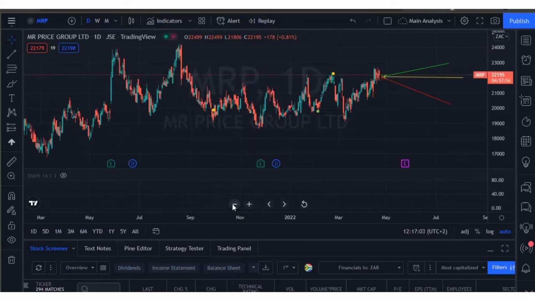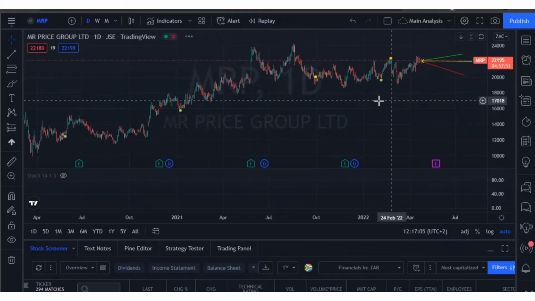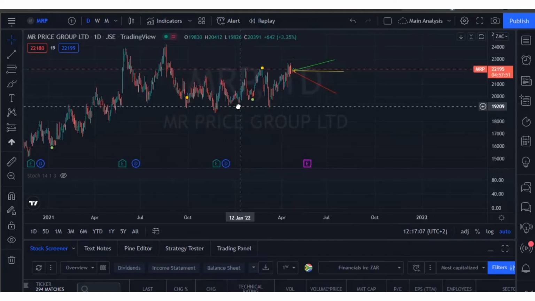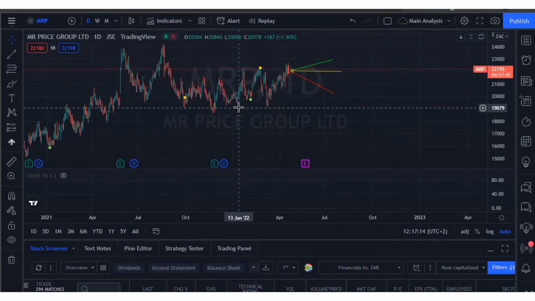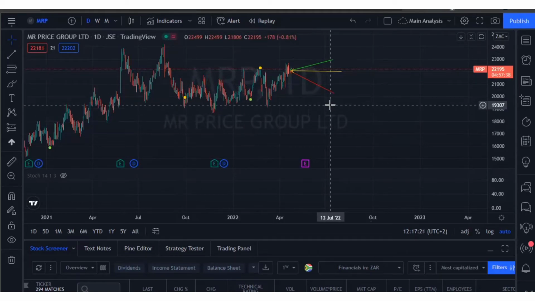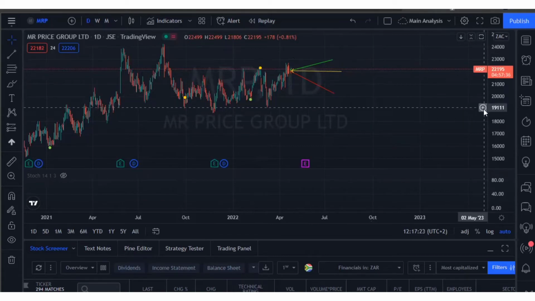So another thing that I can see about Mr Price shares is their price behavior in a very simple way. Whenever the share price hits around about 190 Rands for the past couple of months, it returns back up. So you can see here's the price on this side. In fact, I'm just going to draw a little line.